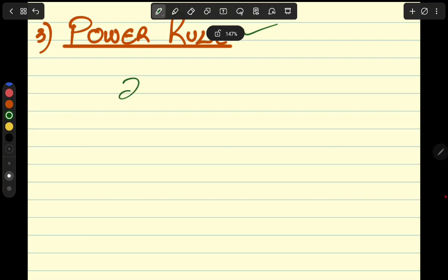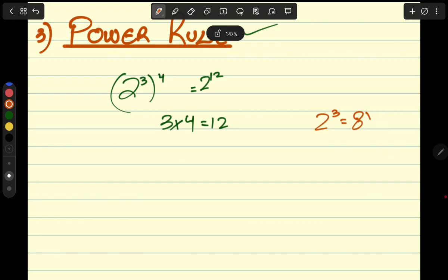So let's write down 2 to the power 3, and the entire thing raised to the power 4. What happens here? Of course, we know that we multiply the powers inside and outside the bracket, so this becomes 2 power 12. So we can say that 3 times 4 is equal to 12. Okay, now let's see whether logarithms behave in exactly the same way. Now, if I write down 2 power 3 is equal to 8, and if I raise both sides to the power of 4, what does this become? Right? So this becomes 8 power 4 is equal to 2 power 12.